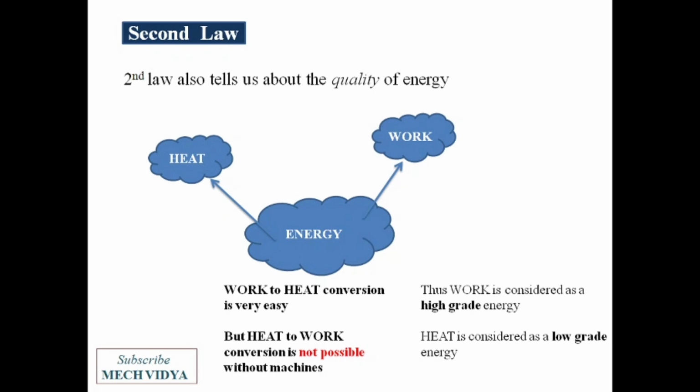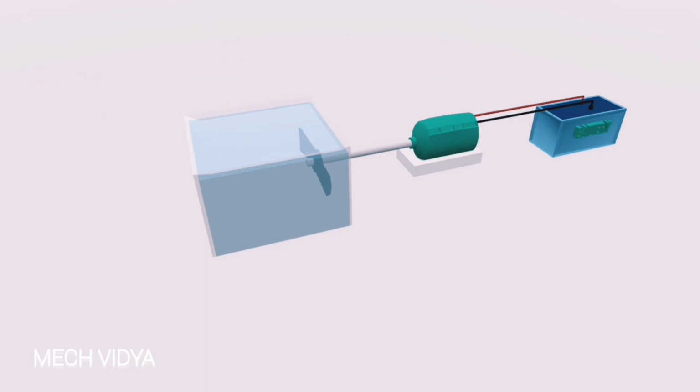Let me explain again. Suppose I have a paddle wheel. Now, if I rotate it very fast, some amount of heat will be generated in the water due to the disturbance.